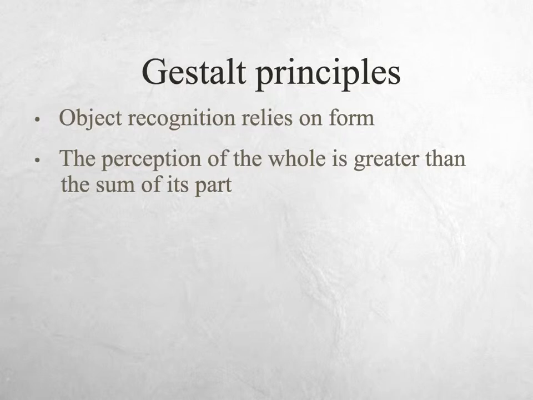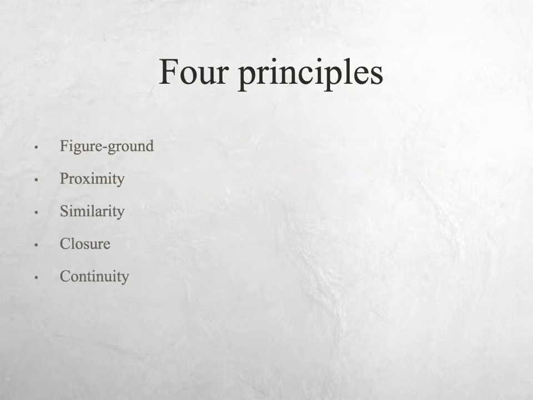So Gestalt principles, the Gestalt psychologists believed that object recognition relies on form. So the perception of the whole is greater than the sum of its parts. I left the S off of that, I apologize. I think this will become clearer as we look at some of these figures. So there are principles: figure, ground, proximity, similarity, closure, and continuity.